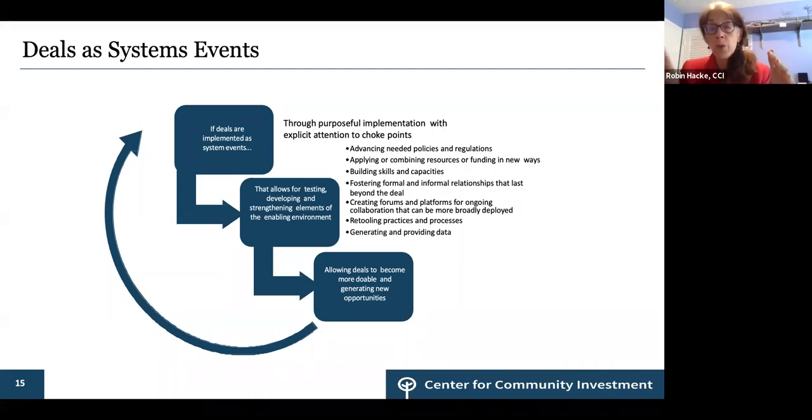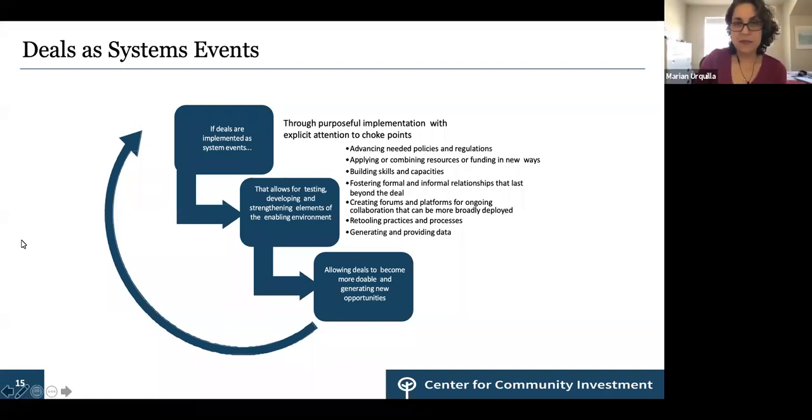And so what you really want to do in a deal is think about what are the impacts, how many units of housing, how many businesses, how many jobs, but also what are the system effects of the deal and how can we strengthen both sides of the impact, the system impact and the social impact. Lovely. All right, deal a system event.